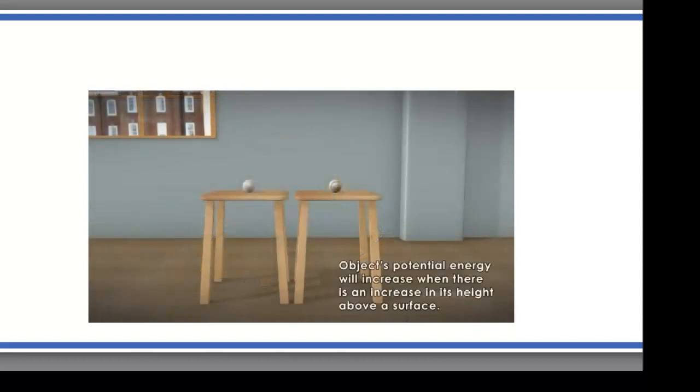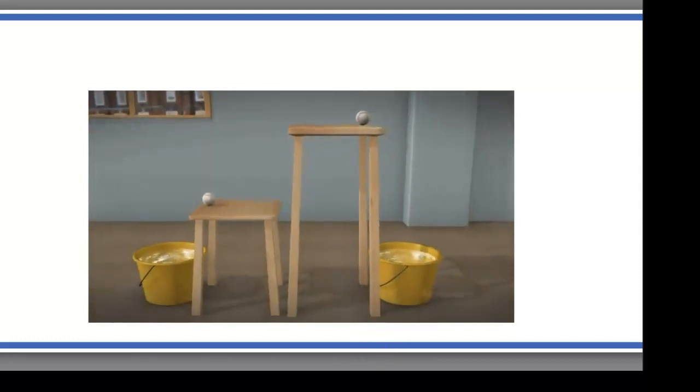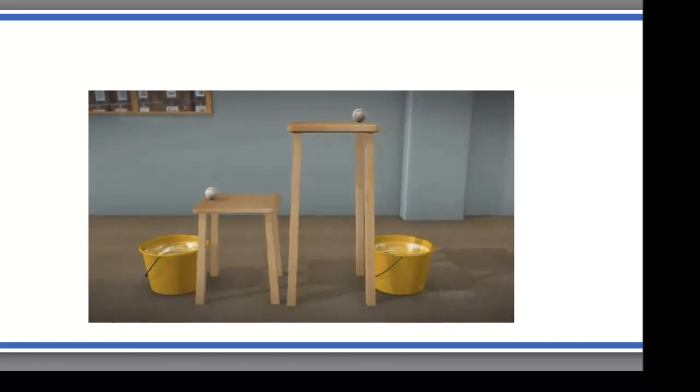An object's potential energy will increase when there is an increase in its height above a surface. Now imagine that we have two balls of the same size being dropped into identical buckets of water. The one being dropped from the higher point will possess more gravitational potential energy, and so will do more work, creating a bigger splash.